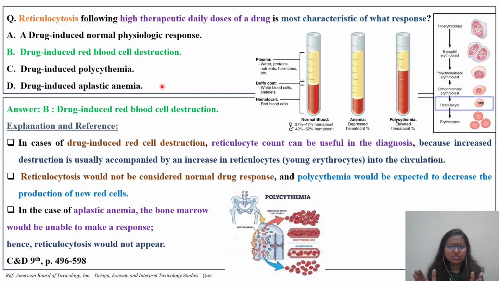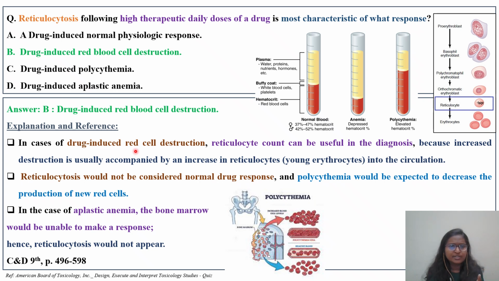You don't need to make a list, since some tables are already given in Klaassen. Some of the tables I have mentioned in my video also. So go through that and see. Let's see what the answer is. The answer is in green text: option B, drug-induced red blood cell destruction. This explanation is given by the American Board of Toxicology, and the question is taken from their website. So let's see the explanation and reference given by the ABT.